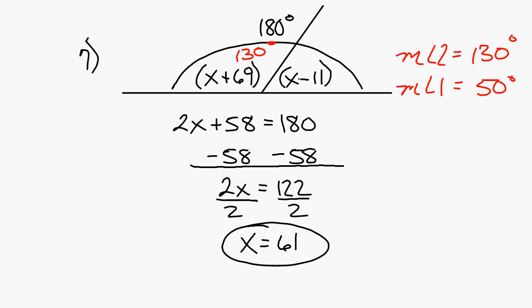And you can double check it. 130 plus 50, that equals 180. Any questions on those first 7 problems?